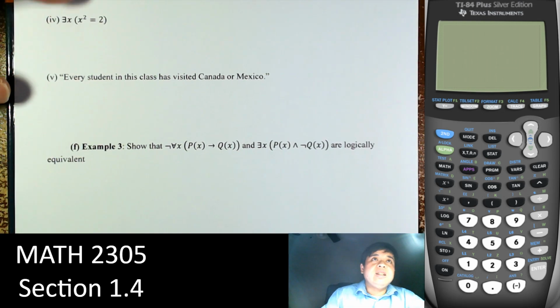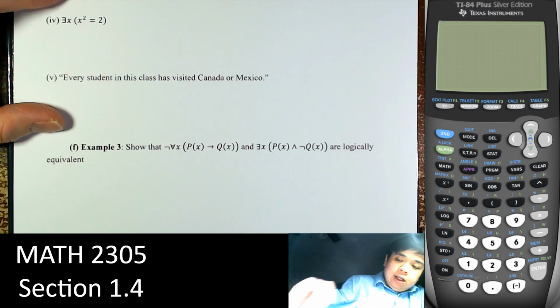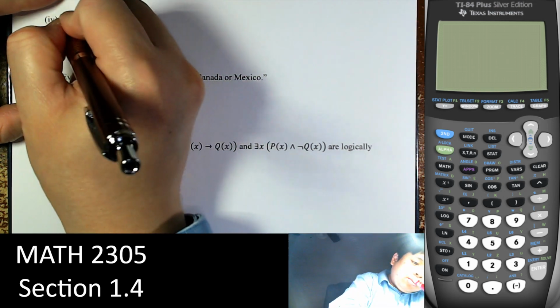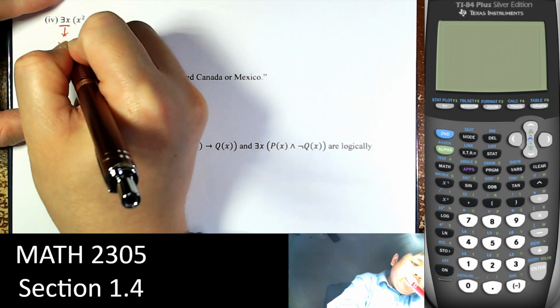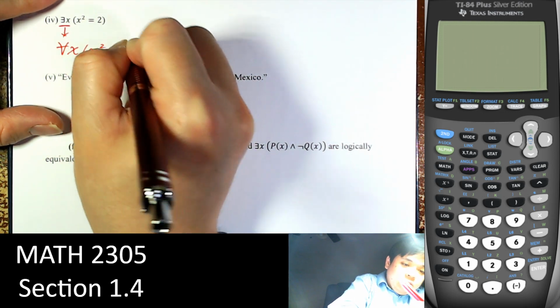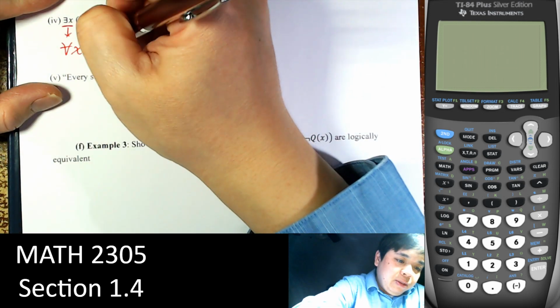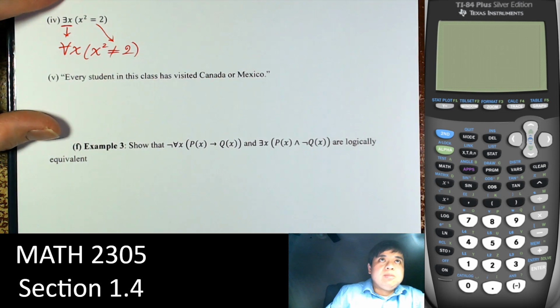There exists an x such that x squared equals 2. So we need to change that to for every x, and then we just say not equal to. So yeah, do two things: negate the statement and change the quantifiers.